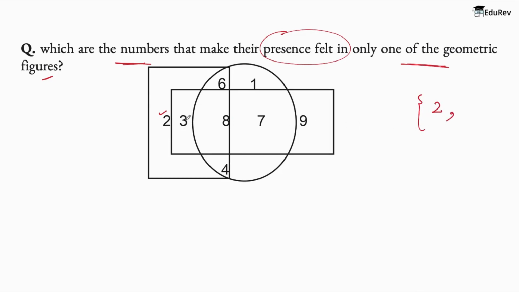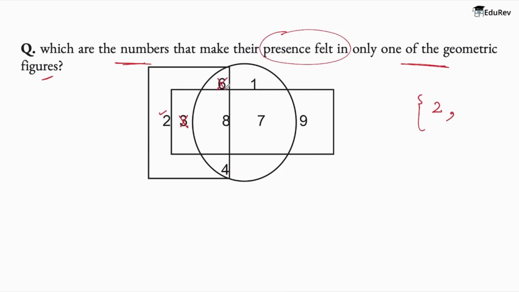Then we have 3. Now this 3 belongs to this rectangle that is represented here horizontally and the other rectangle that is represented here vertically. So we cannot take 3 in our answer. Then let's observe 6. Now this 6 is within this circle and within this vertical rectangle as well.